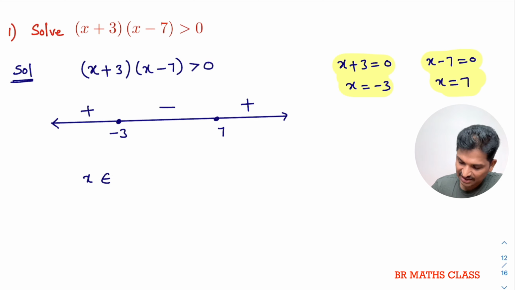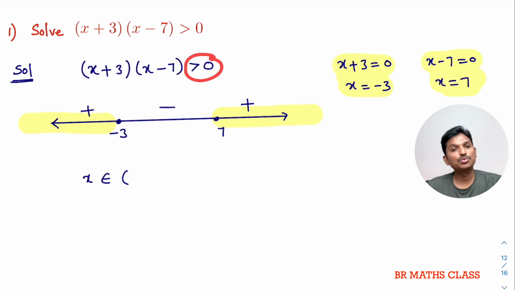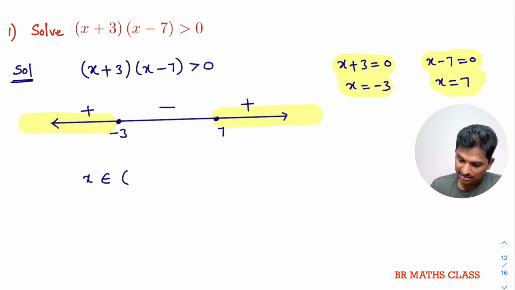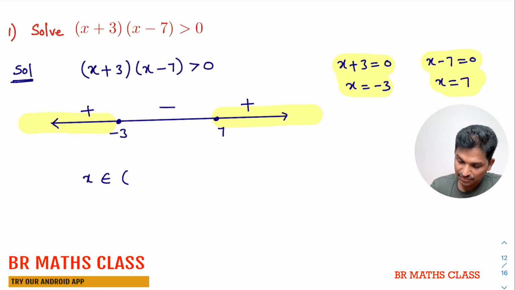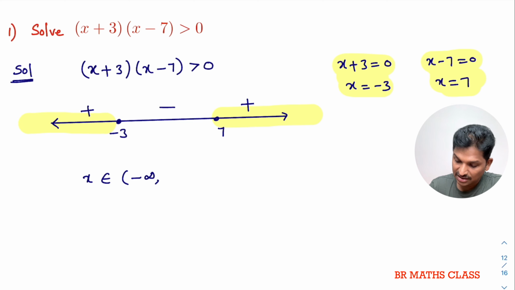I can write like this. X belongs to, see here I'll just highlight this area. See this part. Because why this part only? Because here greater than 0 is there. Greater than 0 means we need to look for positive sign. Okay. Here write like this. First I'll write this zone. Right? What is this? Minus infinity to. For infinity always open bracket. Right? Here minus infinity to minus 3, na?